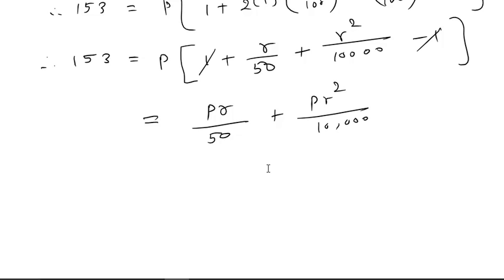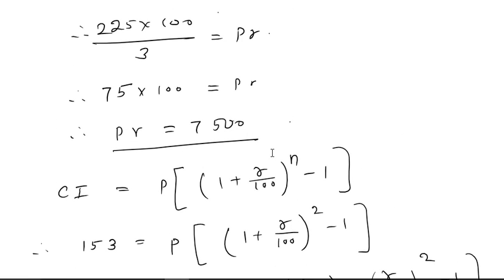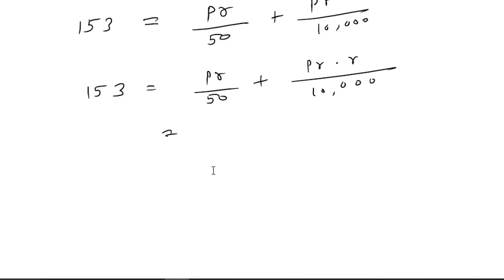Here we have 153. So 153 will be equal to PR upon 50 plus PR square, which can be written as PR into R. Why am I writing PR separately? Because I know the value of PR. What is the value of PR? From equation 1, the value of PR is 7500. So let us put that value. So 7500 divided by 50 plus 7500 into R divided by 10,000.